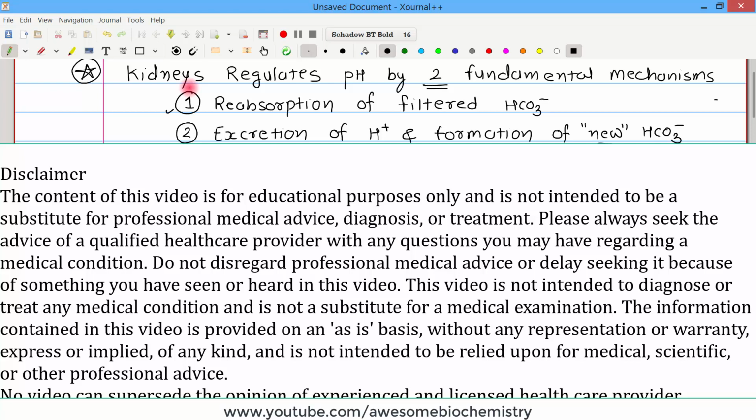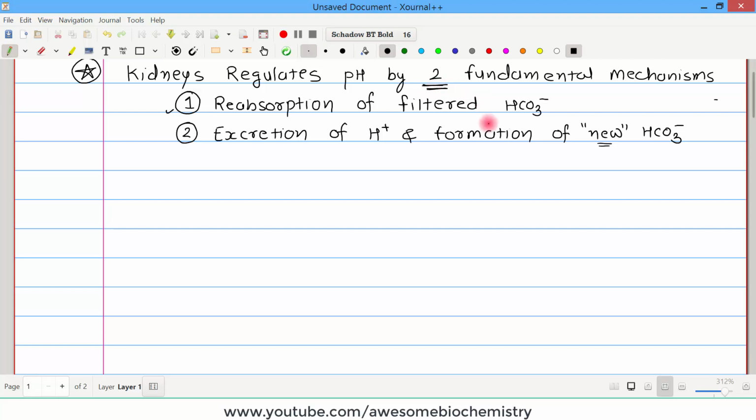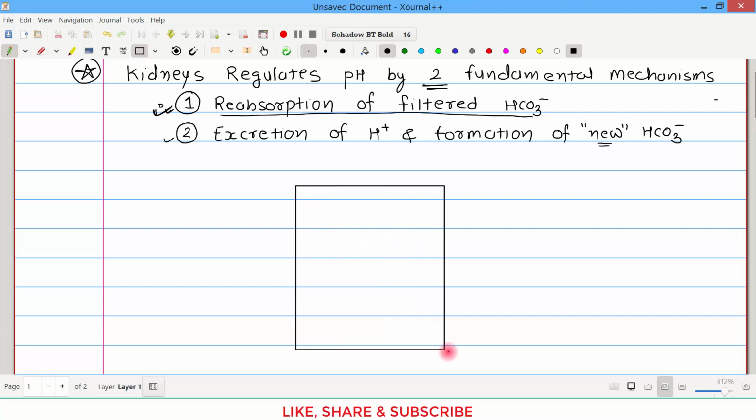In the previous video tutorial, we had seen that kidneys regulate pH by two fundamental mechanisms. The first one is reabsorption of filtered bicarbonate, and the second mechanism is excretion of H+ and formation of new bicarbonate. Right? So in this video tutorial, I am going to discuss this first mechanism, that is reabsorption of filtered bicarbonate.